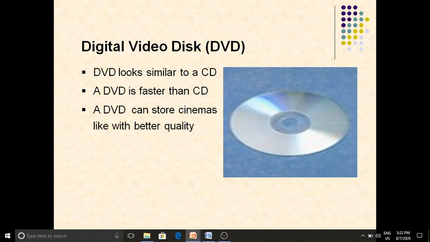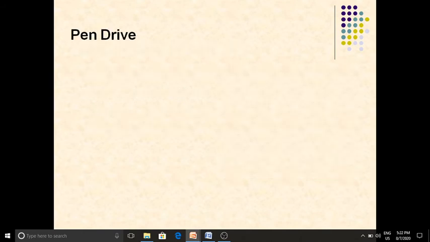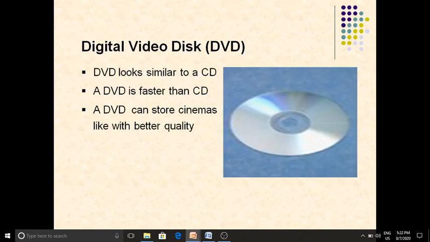Most of the people are using DVDs because it can store a large amount of data compared to CDs. That is, it can store cinemas. It can store pictures with better quality than CDs. For storing large amounts of data, people are using DVDs rather than CDs. Okay students, now let us move to the next slide.